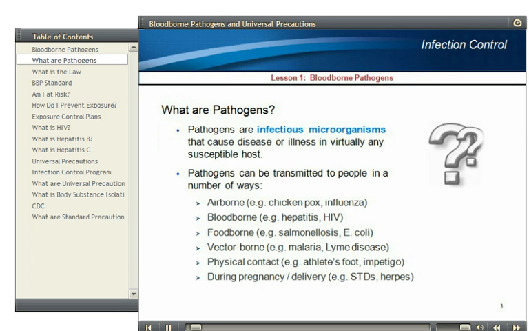What are pathogens? Pathogens are infectious microorganisms that cause disease or illness in virtually any susceptible host. Pathogens can be transmitted to people in a number of ways. Airborne, e.g., chickenpox, influenza. Bloodborne, e.g., hepatitis, HIV. Foodborne, e.g., salmonellosis, E. coli. Vector-borne, e.g., malaria, Lyme disease. Physical contact, e.g., athlete's foot, impetigo. During pregnancy or delivery, e.g., STDs, herpes.